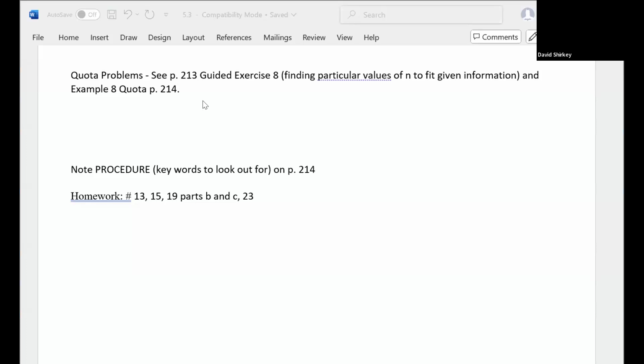So that's an example of a quota problem. And again, note the procedure and the keywords to look out for on page 214. And then here are your recommended homework problems: numbers 13, 15, 19, just do parts B and C, and then number 23.